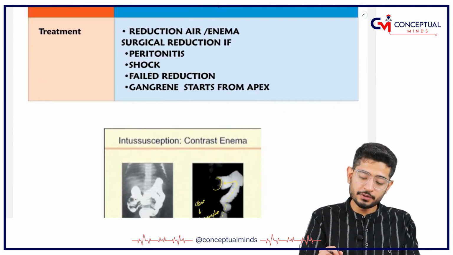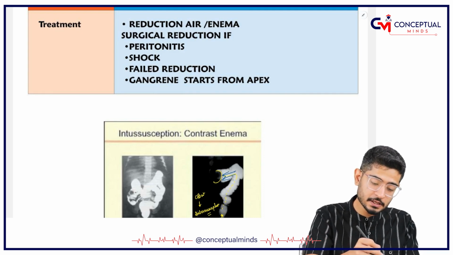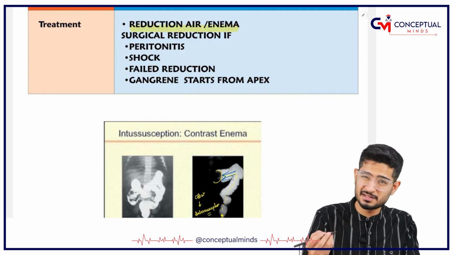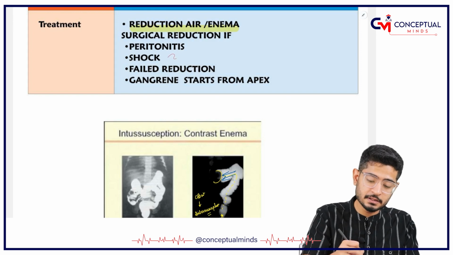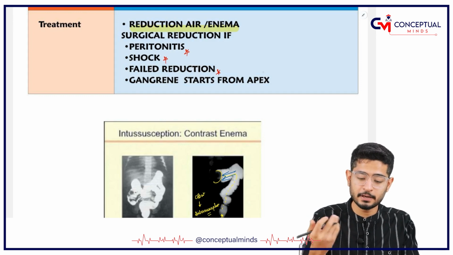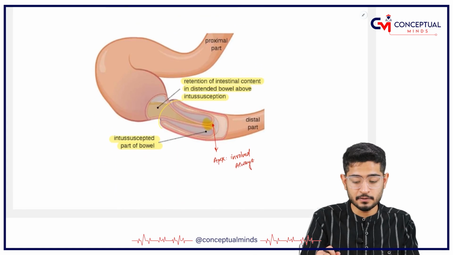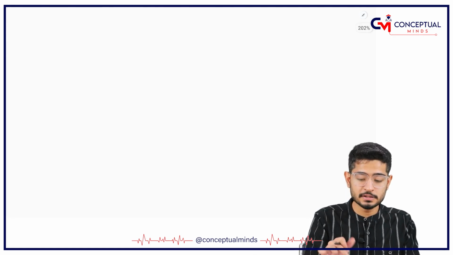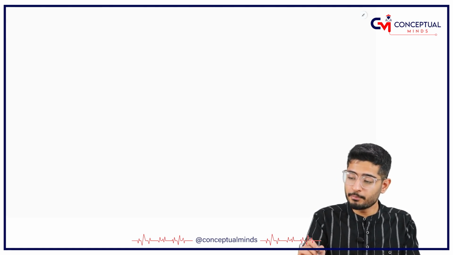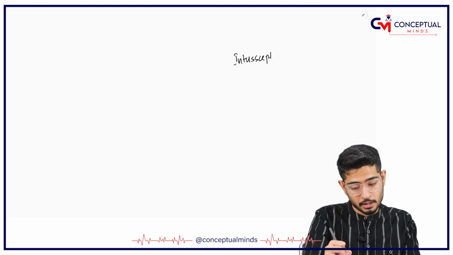Okay, now how will you treat that? So we do what? We do this enema and we try to correct it like this. So there is a reduction with the help of air and enema, but surgery is also performed if there is shock, peritonitis, failed reduction with the help of enema, and if there is gangrene, which actually starts from the apex. If any of these conditions are there, this leads to what? This leads to surgery. Okay, so this is it about the important topic intussusception, that is the most common cause of obstruction in children.